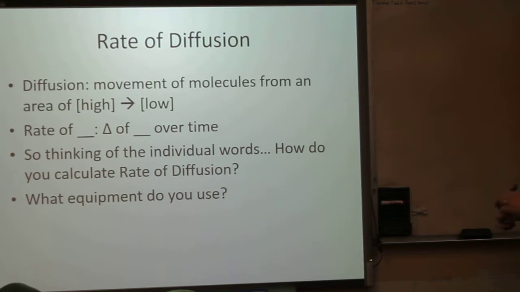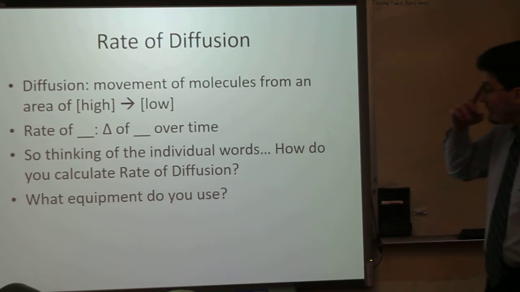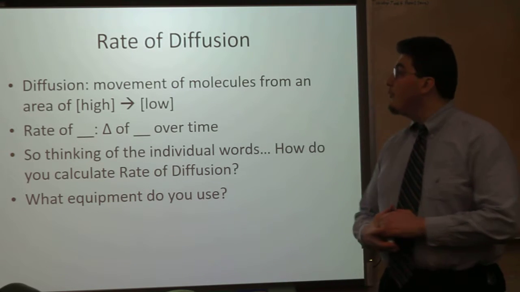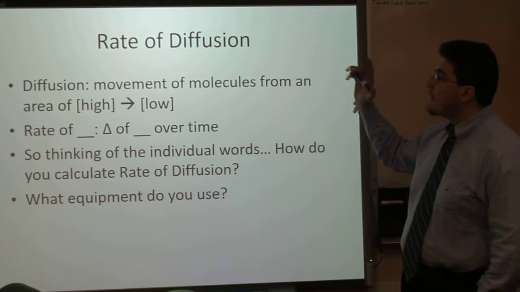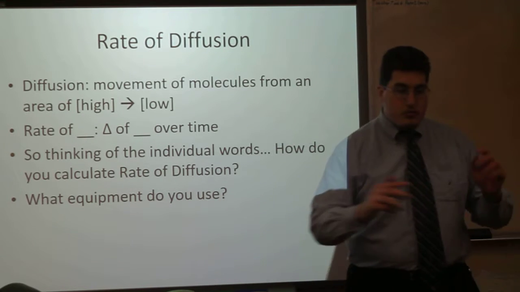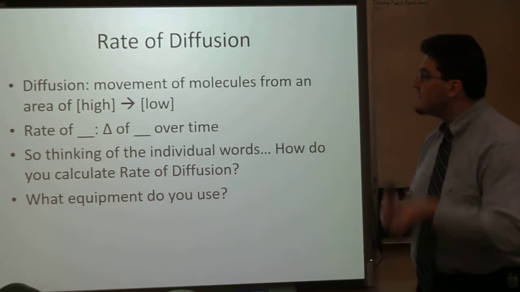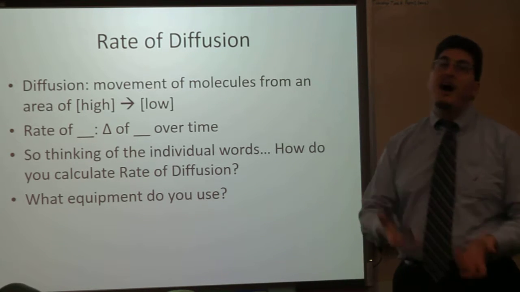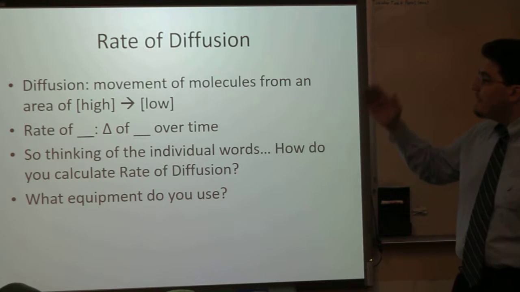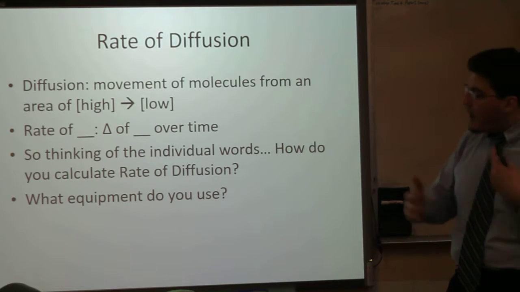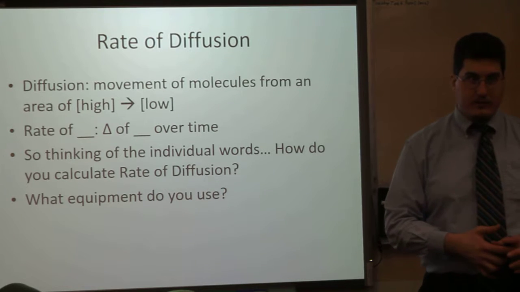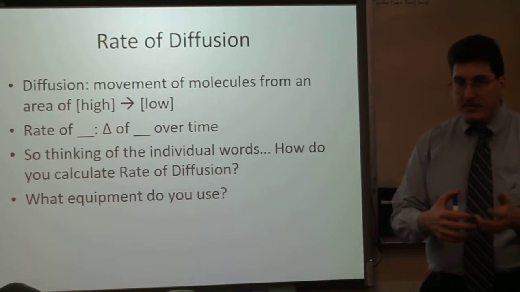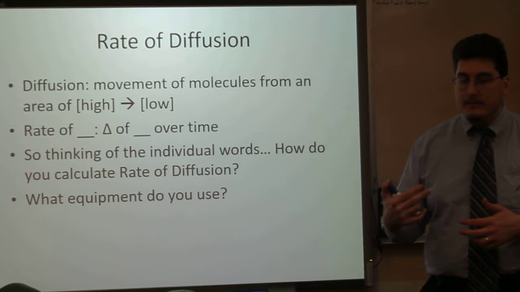Right. So let's talk about rate of diffusion. Diffusion, as we discussed before, is the movement of molecules from an area of high concentration to an area of low concentration. So the rate of a thing is the change of a thing over time. So if we think of those individual words, how can we calculate the rate of diffusion? What equipment should we use? You could pause the video and think about it for a second.